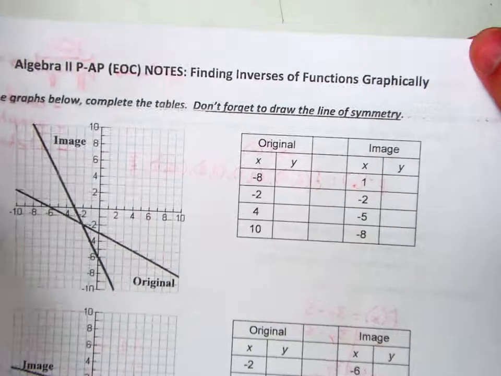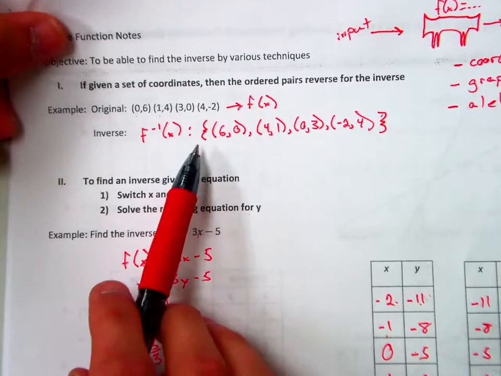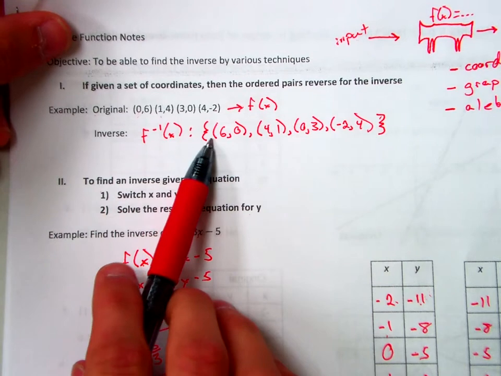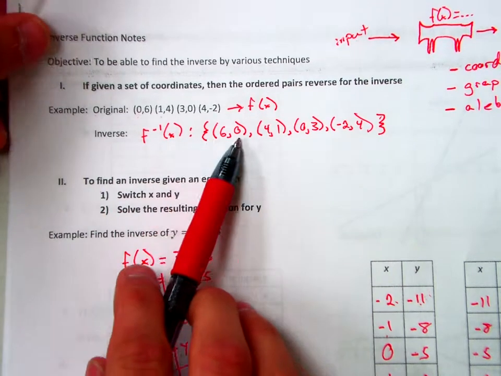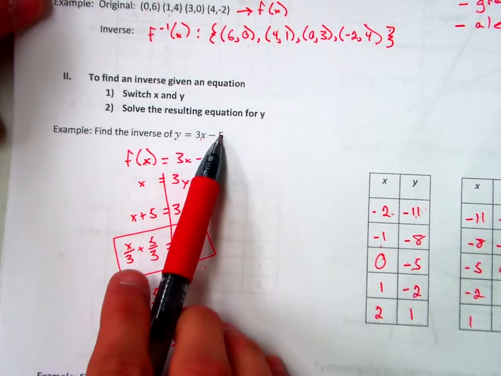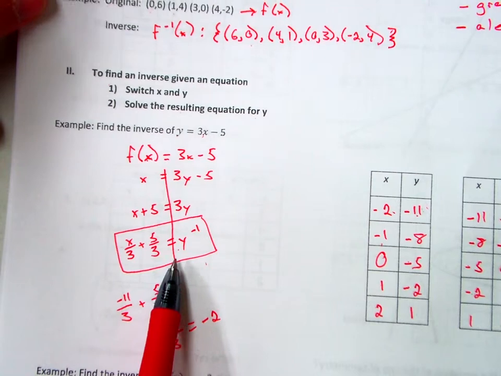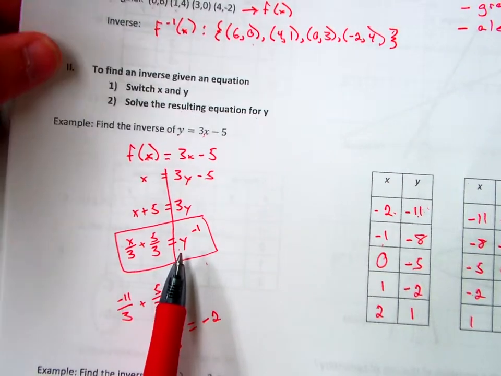So let's look at some more examples real quick. Let's look at it graphically. So now we've talked about coordinates. Here, let me go back over here. Remember, if you're given coordinates and you're asked for the inverse, you switch the x and the y values. And that's it. Simple as that. If you're given an algebraic equation and you're asked for its inverse, you again just switch the x and the y values, and you solve for the y, and that'll be the inverse. Simple as that. Okay, now let's look at it graphically.